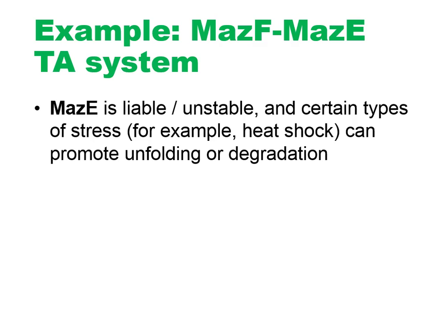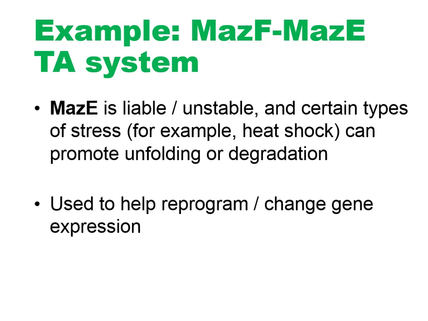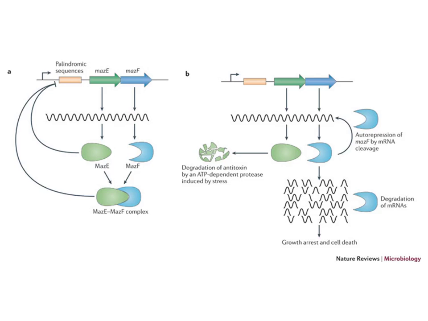The key to this system is that the MazE inhibitor is somewhat unstable, and certain types of stress can lead to its destruction. And if MazE is no longer active, MazF has free rein to destroy RNAs. This can actually be used to help radically alter very quickly the gene expression in a cell. For example, on the left, we have transcription and translation of the MazE and MazF proteins, and together the two proteins will interact, and MazF will not be able to destroy any mRNAs in the cell.